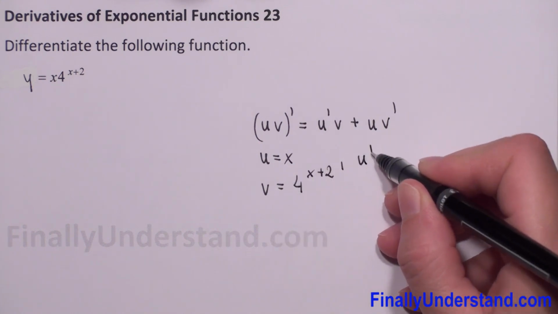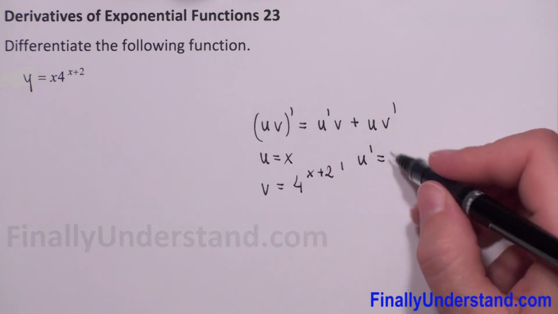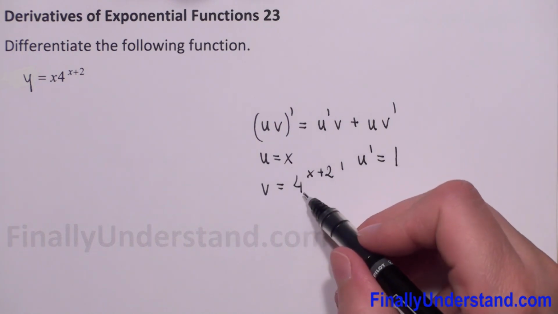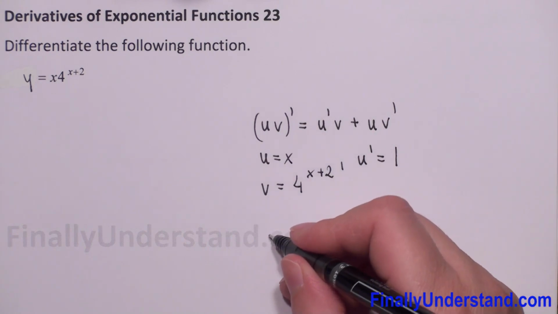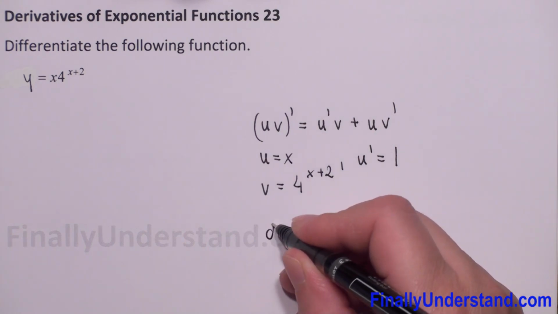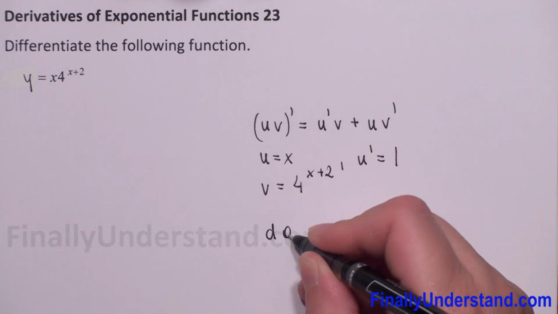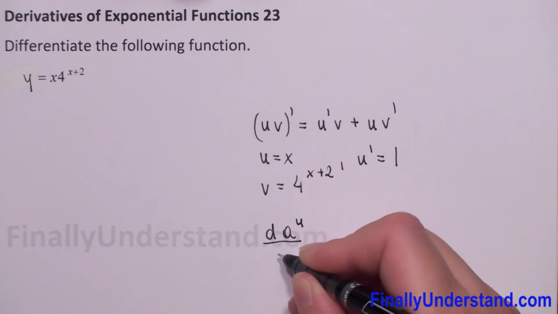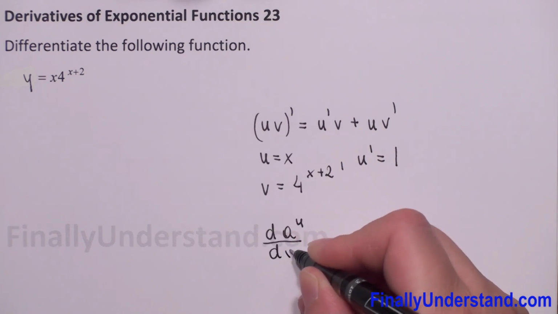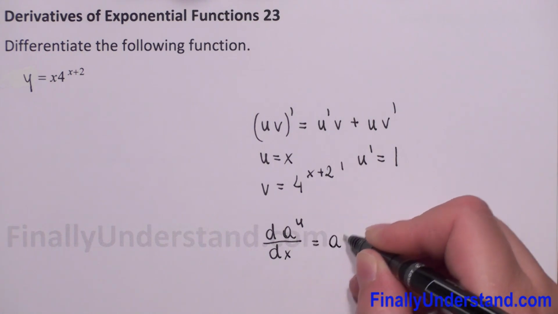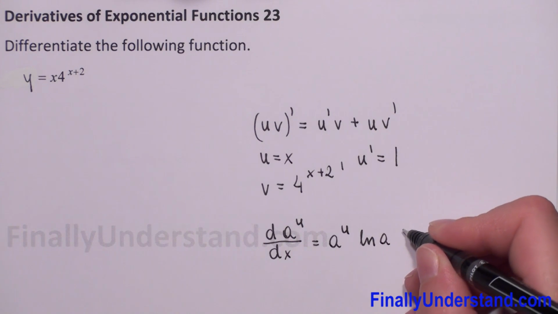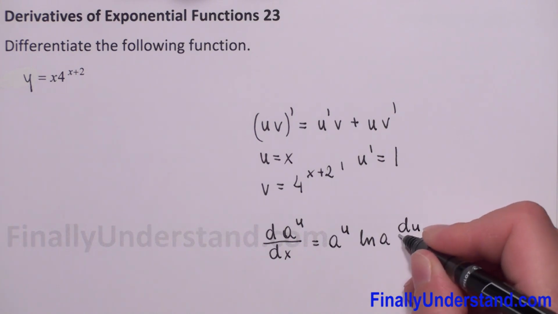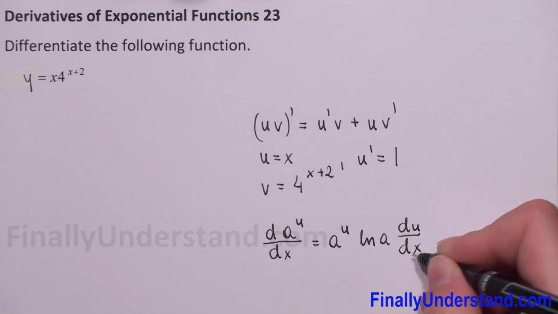So u prime is equal to the derivative of x, which is 1. And to find the derivative of v, let me remind you, we have to use a formula. The derivative of a to the power u with respect to x is equal to a to the power u times the natural log of a times the derivative of u with respect to x.